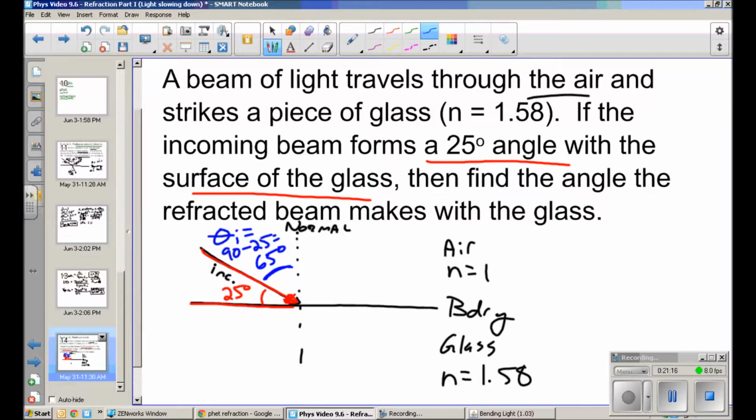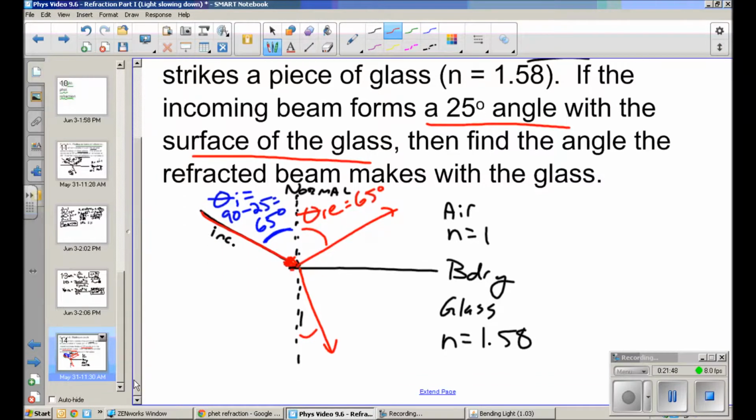Okay, remember, any type of angle, whether it's theta I, theta RE, or theta RA, is an angle between a beam of light and your normal line. Okay, so let's clean up the rest of this drawing here. We automatically know we're going to have a reflected beam that goes at the same 65 degrees. And we're trying to find the angle the refracted beam makes with the glass. So really, what we're going to do is find our theta RA and then use that to find this angle. Because again, we're looking for the angle between the refracted beam and the glass.